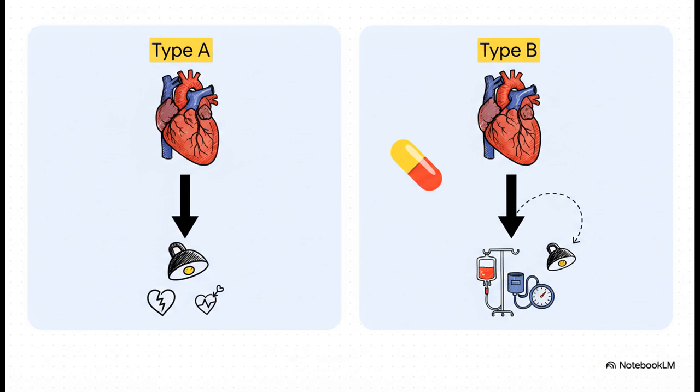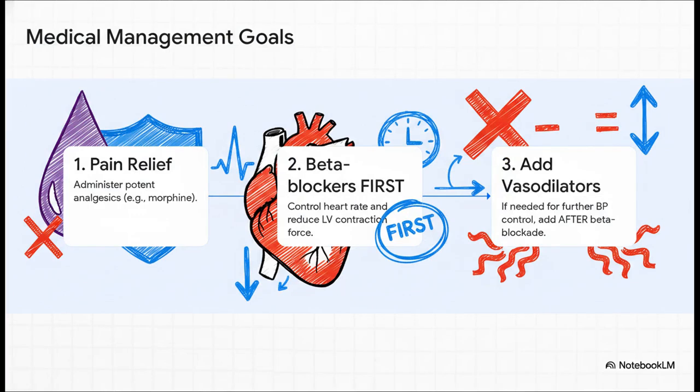On the other hand, type B dissections, where the ascending aorta is spared, are usually managed medically, at least at first. We hit them hard with medications to control heart rate and blood pressure. Surgery is only on the table if things get complicated. So what does medical management actually mean? Well, first off, we've got to get their pain under control with strong opioids like morphine.